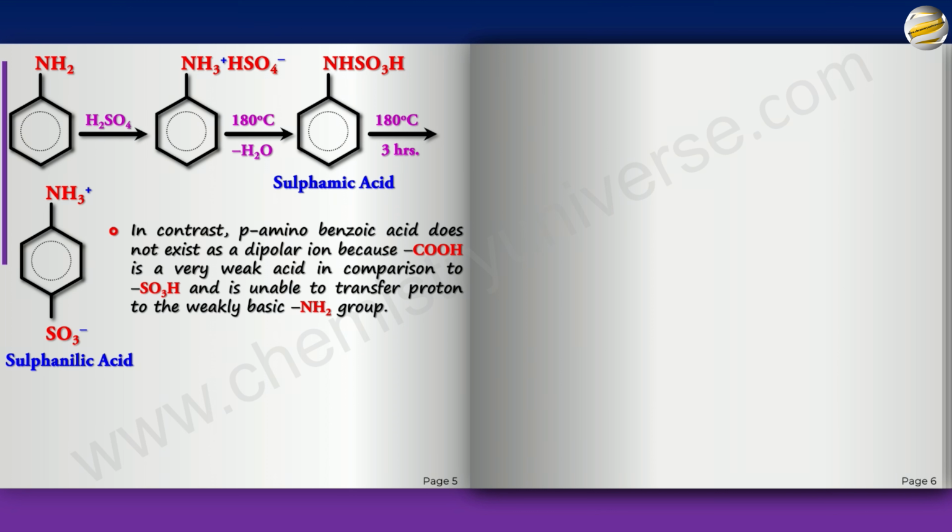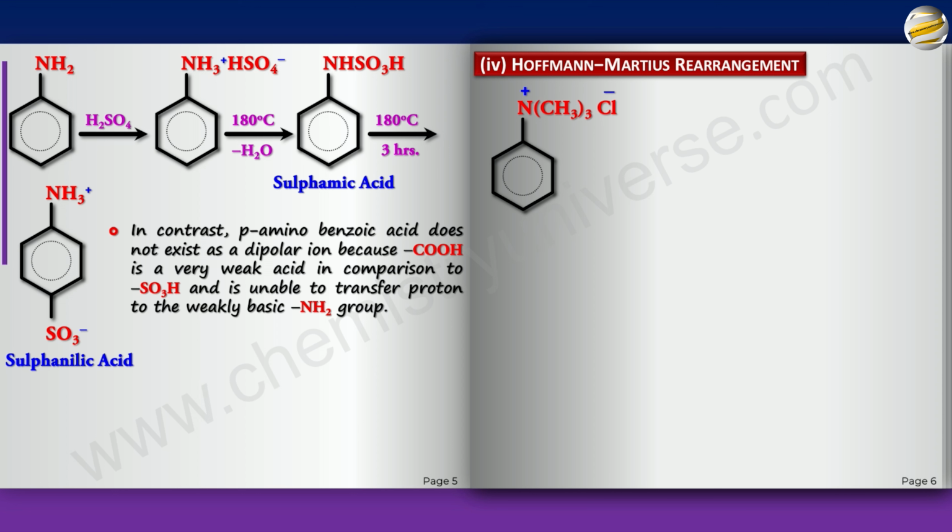The next is a very, very important reaction. This is how you can get methylanilines. This is called the Hofmann-Martius rearrangement. Basically, what happens is when you do exhaustive methylation of aniline, remember you got this? This is what we got from exhaustive methylation of aniline.